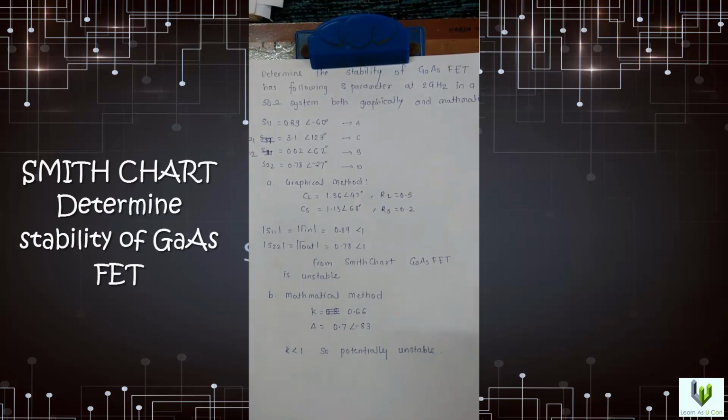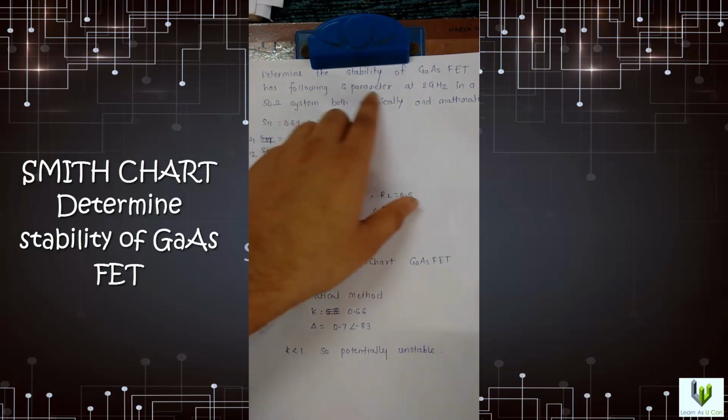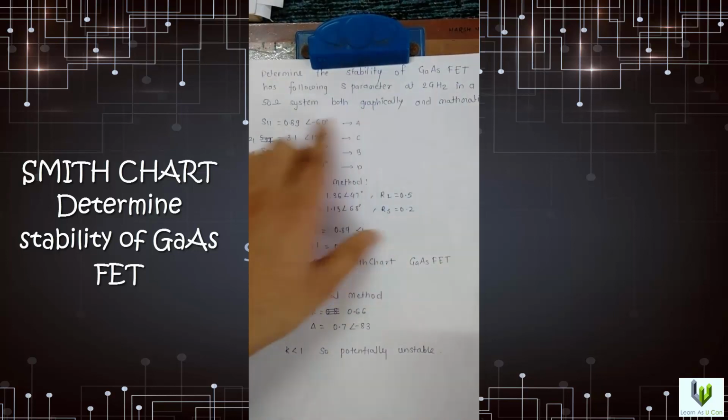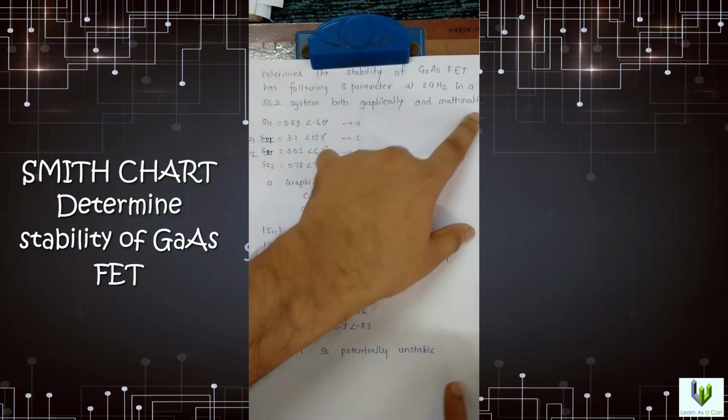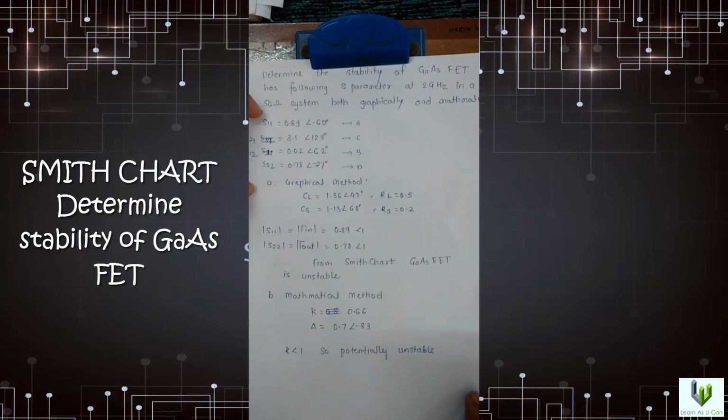Hi YouTube, today I am going to show you the example of stability circle on Smith chart. Here is the example. Determine the stability of a gallium arsenide FET that has the following S parameters at 2 GHz in a 50 ohm system, both graphically and mathematically, where the S parameters S11, S21, S12, S22 are given. Okay, so for the graphical method, I have to plot this.